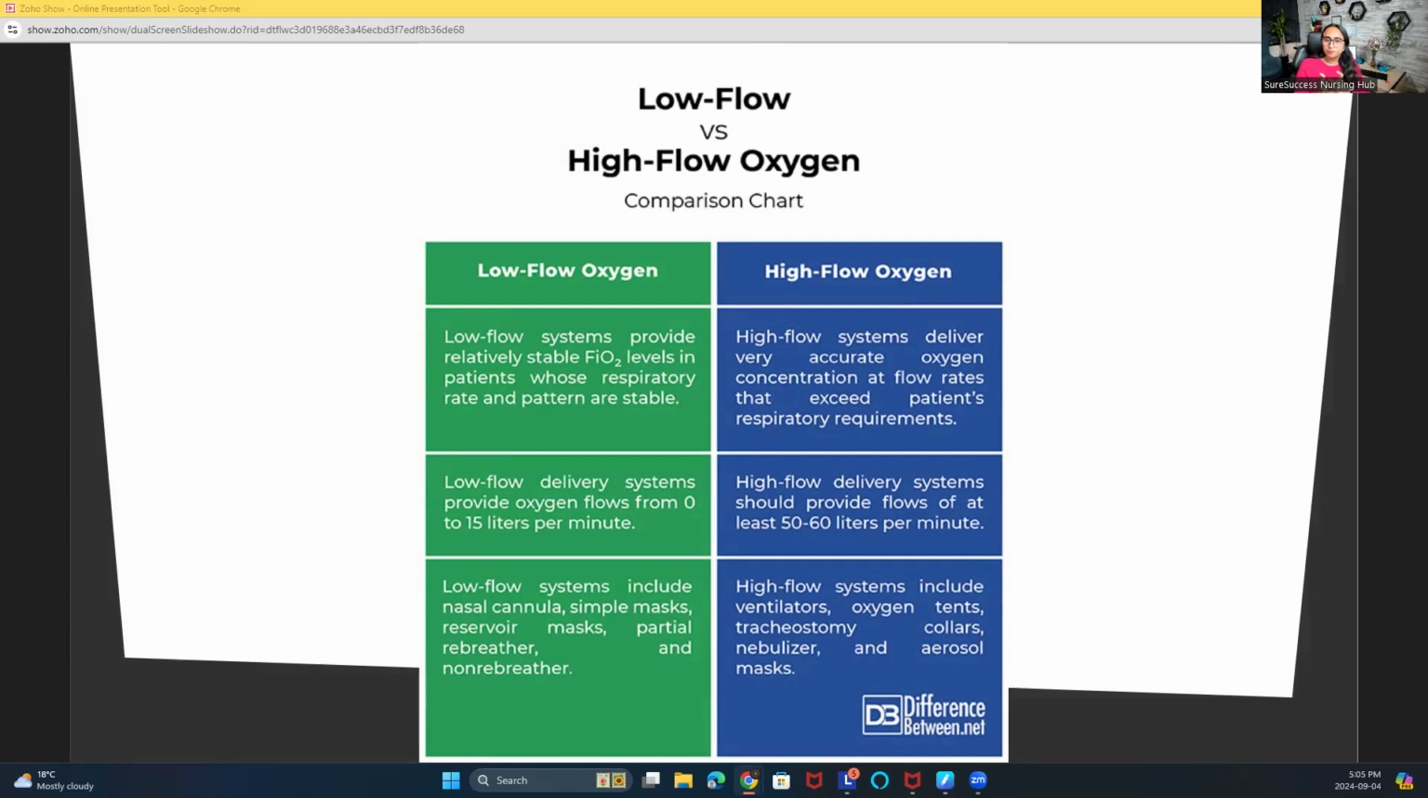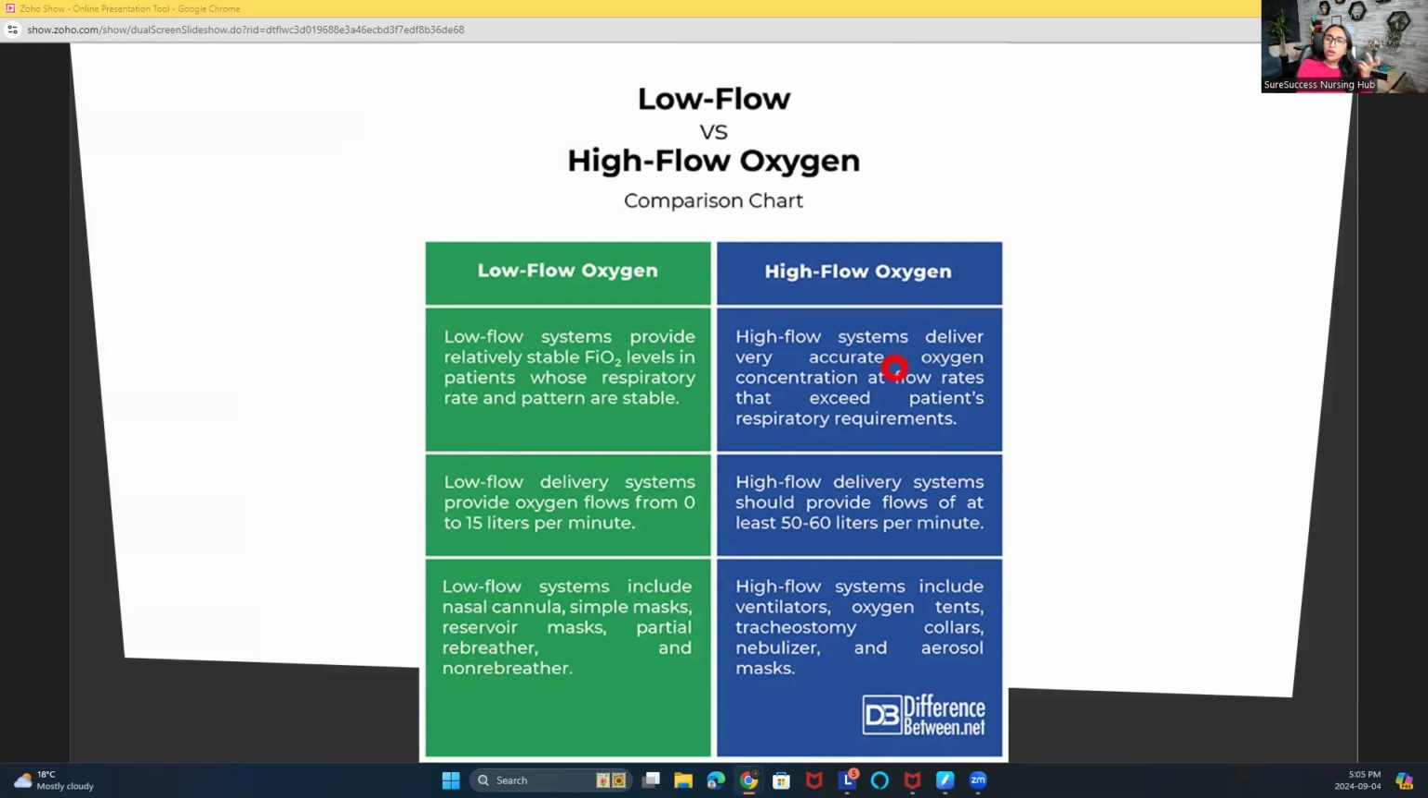It is low flow. Usually the oxygenator beside your bed, whenever you're using it, just think it is low flow, 0 to 10, 0 to 15 liters. Common examples of low flow are simple mask, reservoir mask, non-rebreather mask, which is very important.